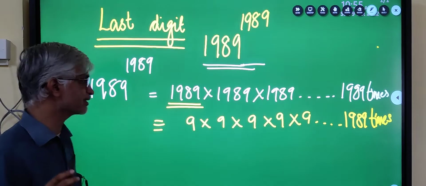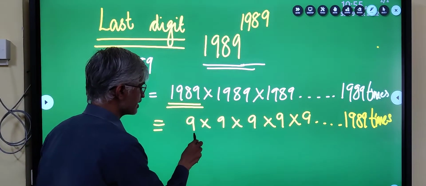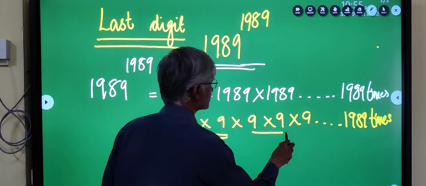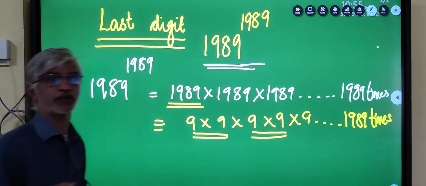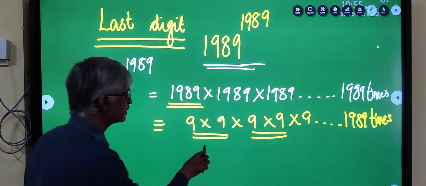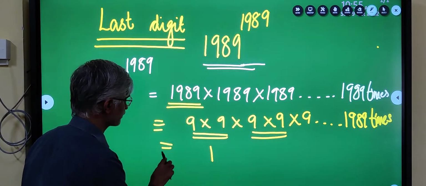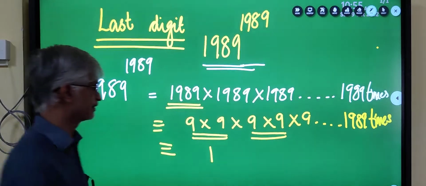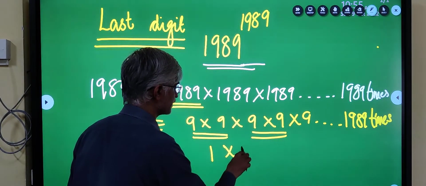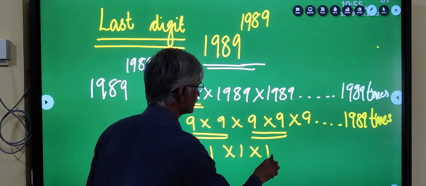Now we make another interesting observation. Let us say that I pair these two numbers and I pair these two numbers. Let's see what happens. 9 into 9 is 81. 81 leaves a remainder of 1 when you divide by 10. And this also leaves a remainder of 1, and you can multiply the remainder. So it is 1 into 1 into 1.